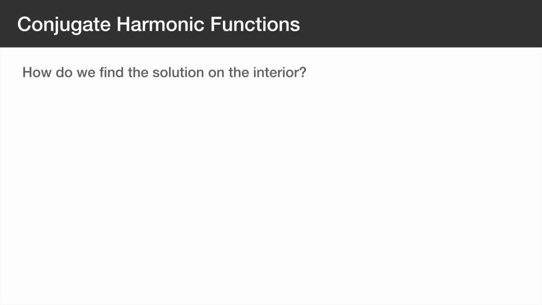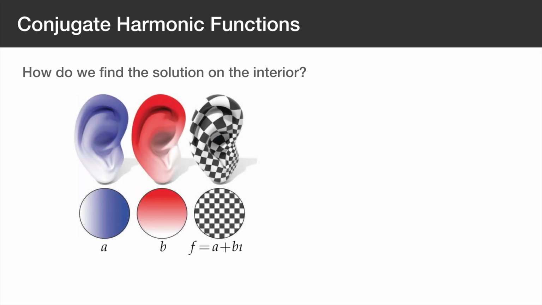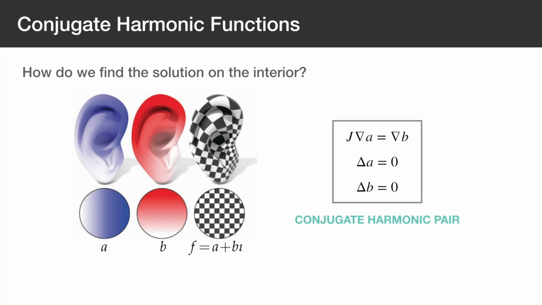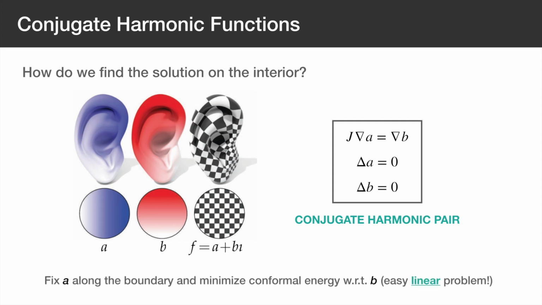Okay, now that we have the boundary of our conformal map, how do we actually determine the solution on the interior? Here, we turn to an alternative representation of conformal maps in terms of conjugate harmonic functions. Say A and B are two real components of a conformal map F, then this formulation says two things. First, that the gradients of A and B must be orthogonal with equal magnitude, and second, that A and B must be individually harmonic. That is, the Laplacian of these functions equals 0. If F is conformal, then A and B are said to form a conjugate harmonic pair. To compute a conformal map, we proceed by fixing either A or B along the boundary and minimizing a conformal energy with respect to the other.